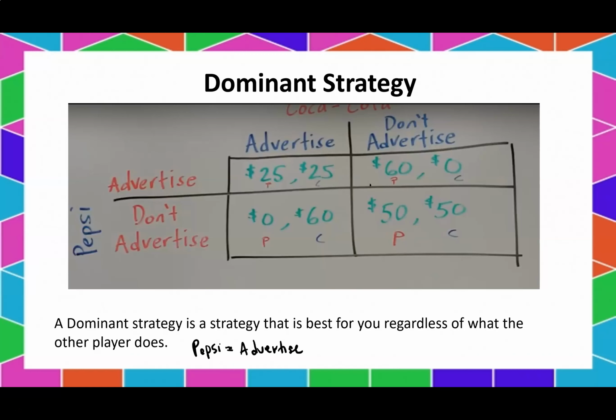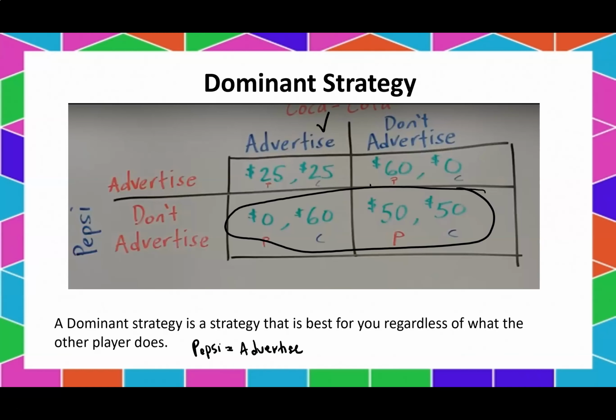Okay. Now let's go ahead and find the dominant strategy for Coca-Cola. So we have to consider the two situations. Here, if Pepsi chooses to advertise, we're comparing $25 versus $0. Well, clearly $25 is better for Coke, so if Pepsi chooses to advertise, then Coke wants to advertise as well. Okay, now let's look at Pepsi doing the other option, and the only other option is for Pepsi to not advertise.